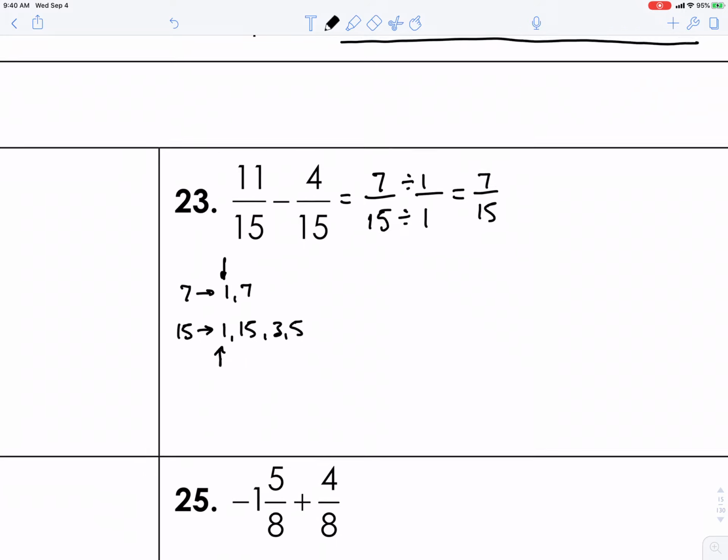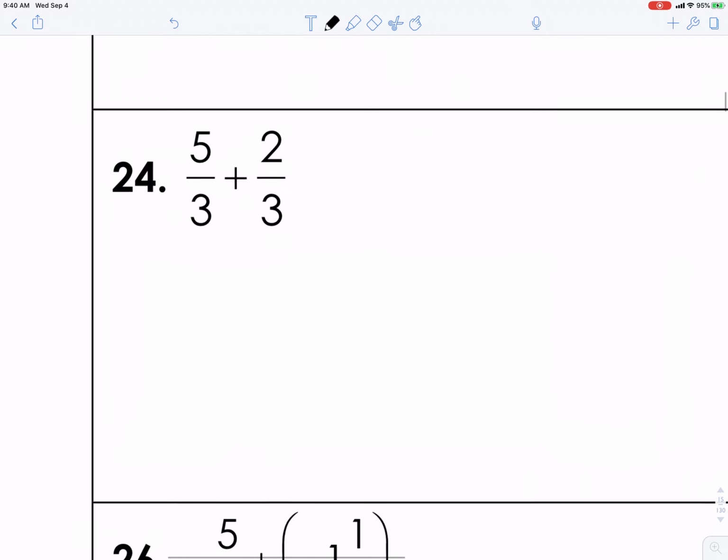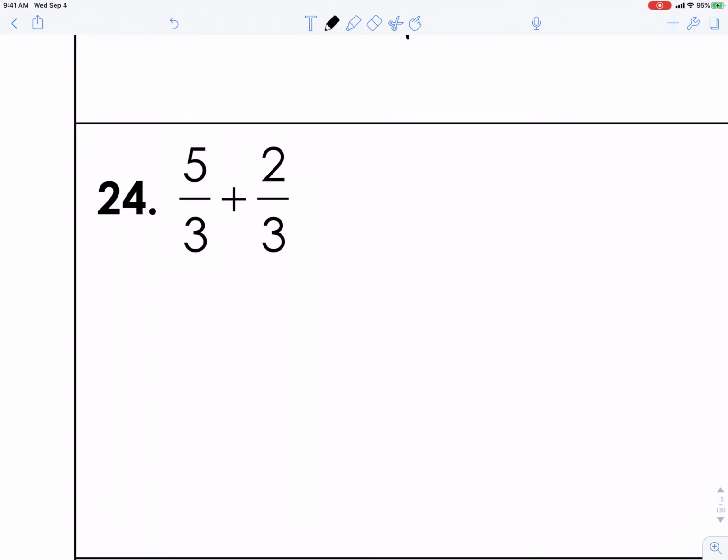Let's look at number 24. And remember, along the way, feel free to pause and rewind if you're not getting something. Fractions can be very difficult, so don't be afraid to pause this and rewind it and listen to it again. Again, we have a common denominator, the 3. The 3 is the same on both fractions, so I don't have to worry about changing the denominator.